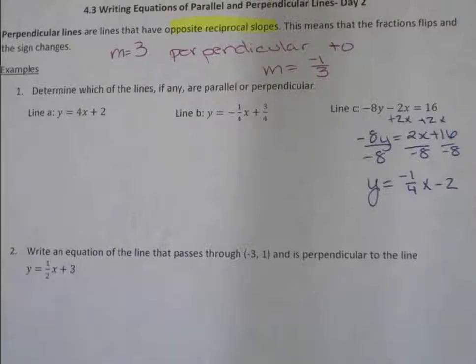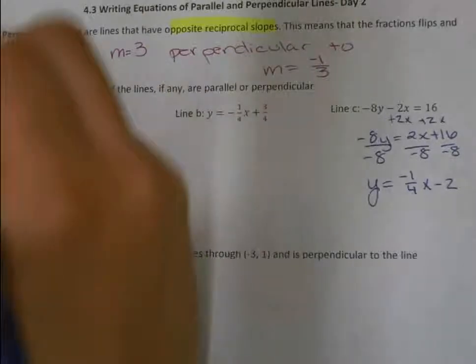Okay, so let's start off with, are there any parallel lines? And which ones are parallel? B and C.